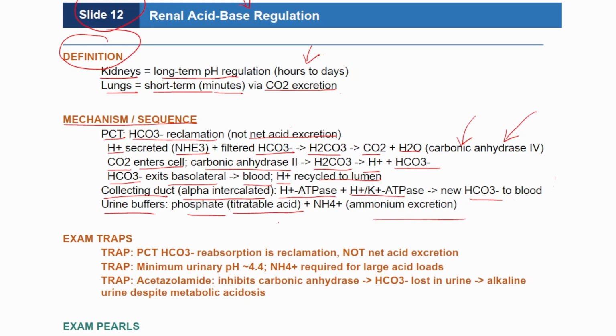This sequence brings us straight to the high-yield exam traps you need to watch out for. First, always remember that PCT bicarbonate reabsorption is reclamation, not net acid excretion. Second, keep in mind that minimum urinary pH is approximately 4.4, meaning ammonium is strictly required to handle large acid loads. Third, note that the drug acetazolamide inhibits carbonic anhydrase, causing bicarbonate to be lost in the urine, which leads to alkaline urine despite an underlying metabolic acidosis.